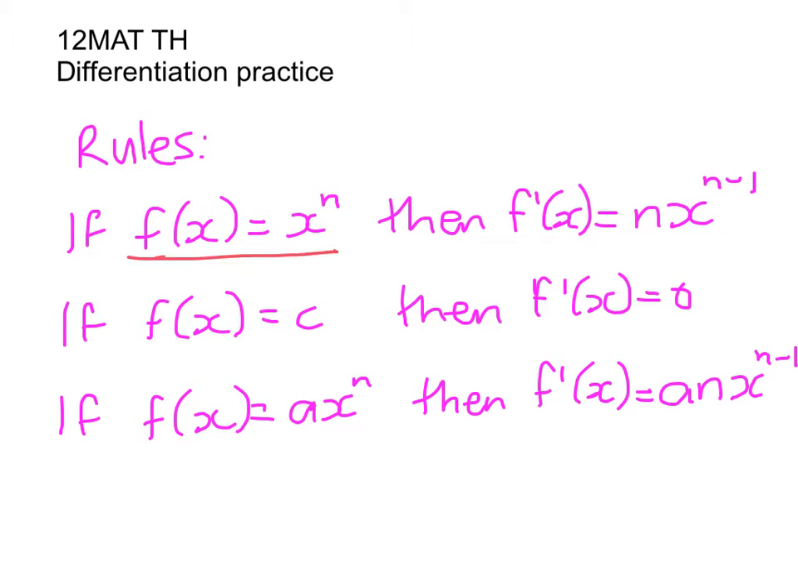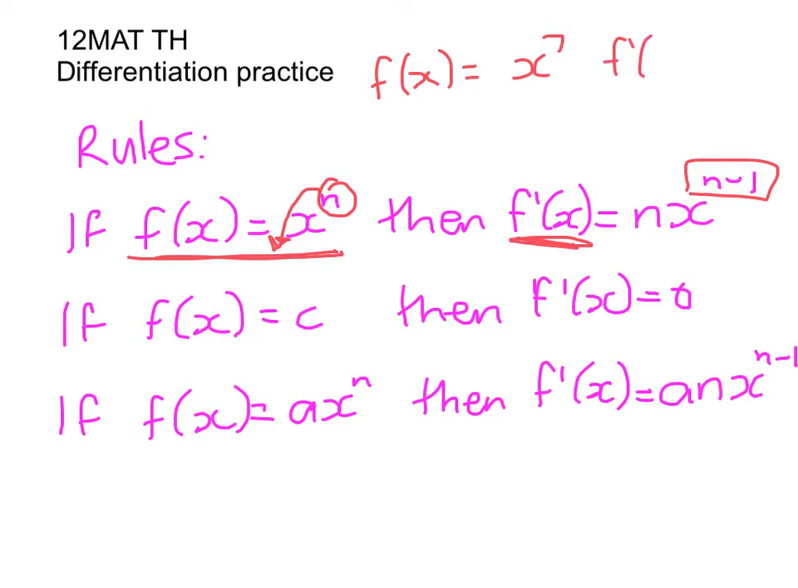If f of x is equal to x to the power of n, then the derivative, or gradient function, is given by taking the power, bringing it down, putting it out in front of the x, and reducing the power by 1. For example, if f of x is equal to x to the power of 7, f dash of x is equal to 7x to the power of 6.